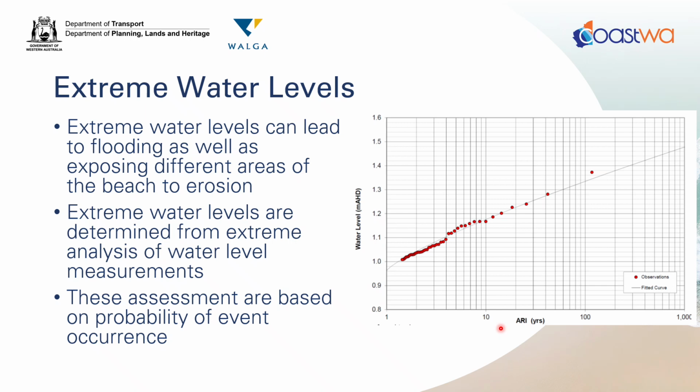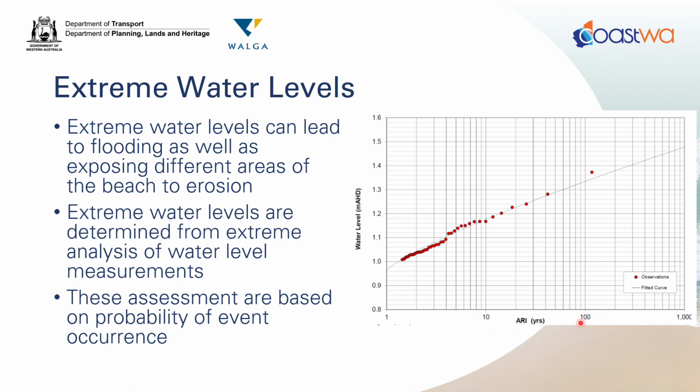But anyway, out of this, what we see is that if we take, say, a 10-year average recurrence interval event, or a 10% chance of occurring every year, you can see that in this particular location, we've got a water level of about 1.17. When we go up to the 100-year event, keeping in mind this is on a log scale, this plot, the total water level that we'd see is around 1.33. So you've only got about a 0.16 metre difference in water level between your 10-year event and your 100-year event.